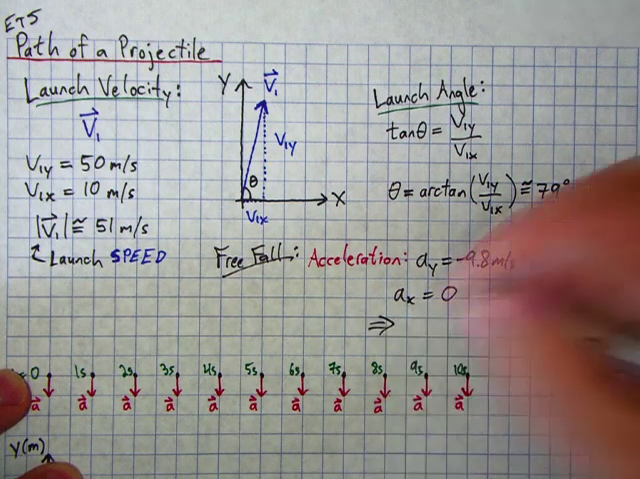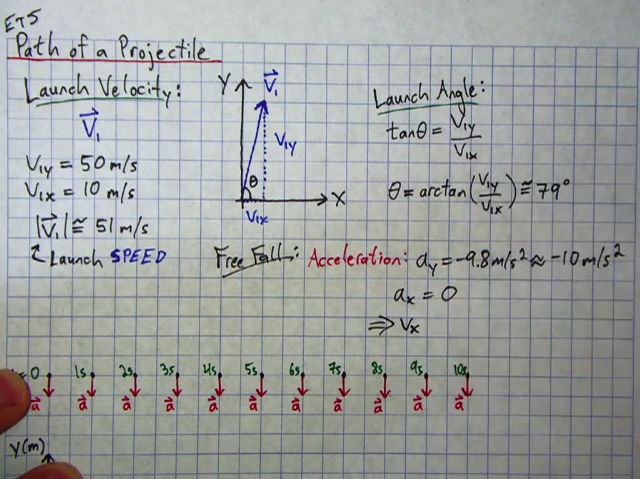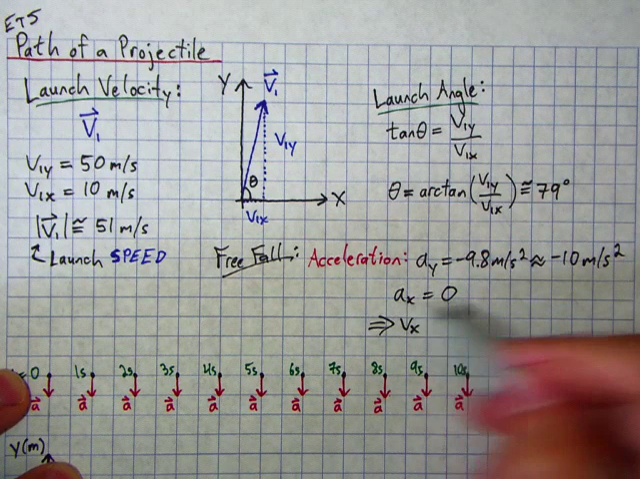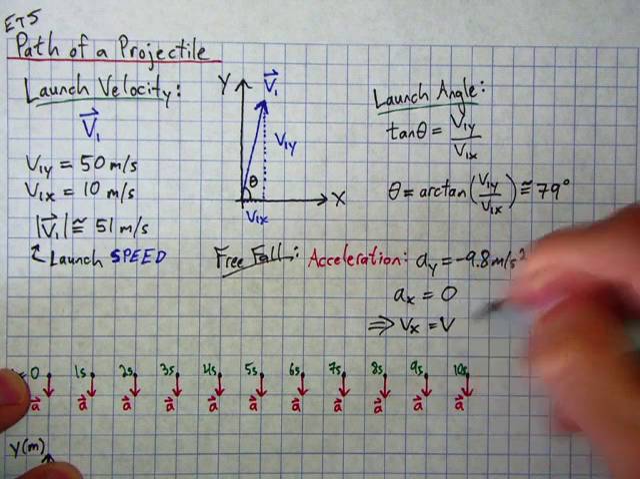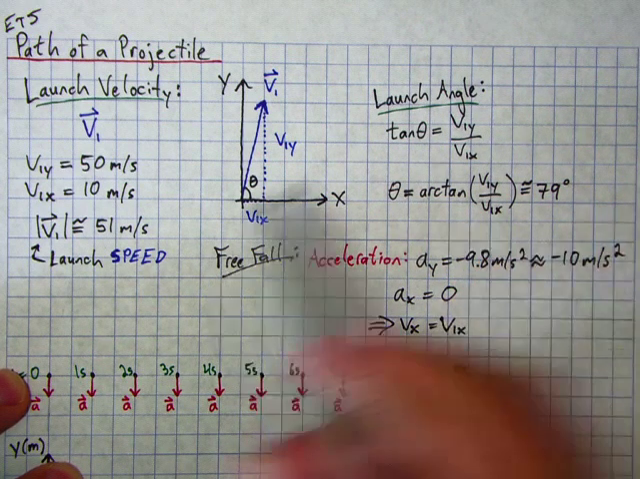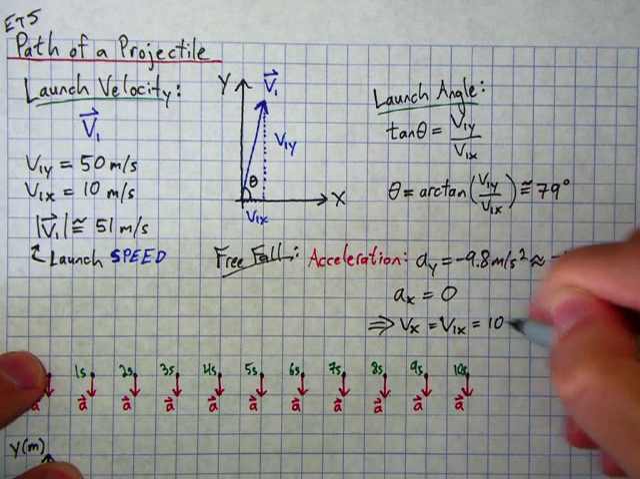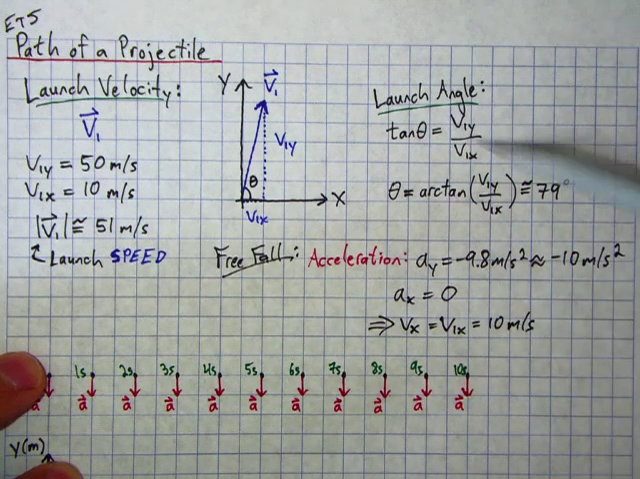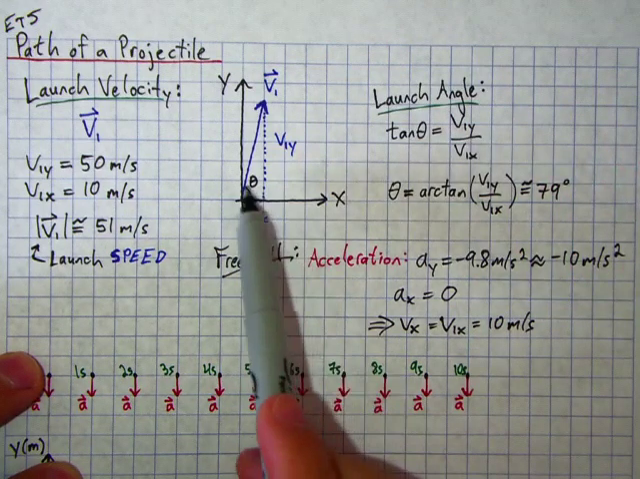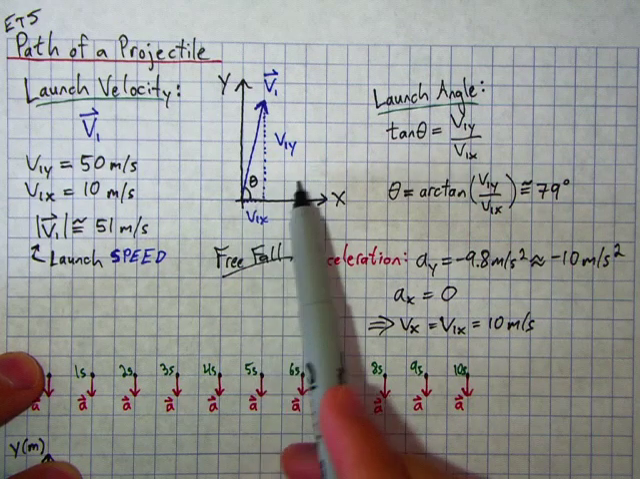What that implies is that the x component of the velocity is not changing. Therefore, it's equal to the x component of the initial velocity, 10 meters per second. So throughout the entire motion, you'll be moving to the right at 10 meters per second.